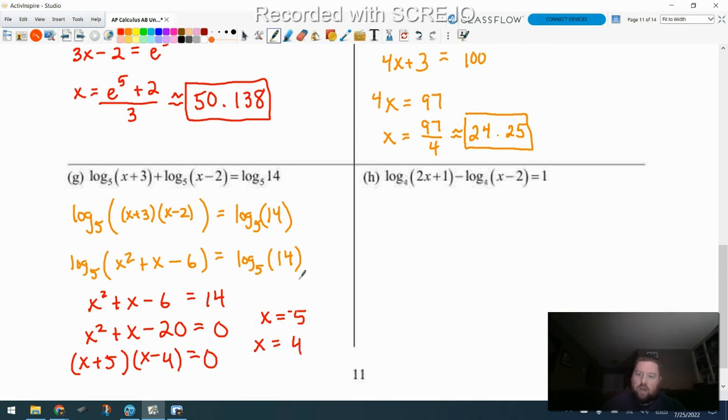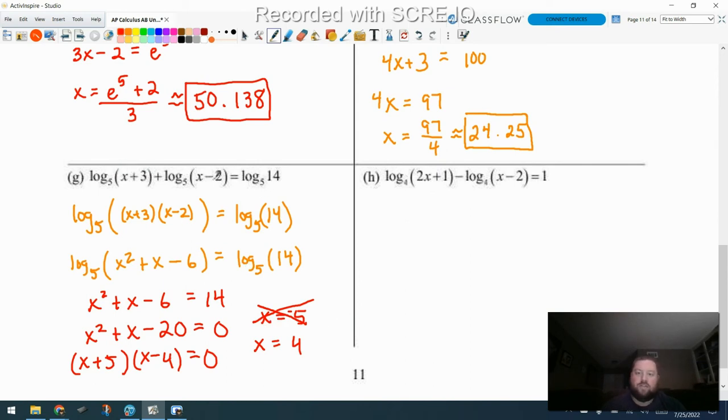Oh, one more thing. Sometimes with log problems, you get extraneous solutions. So you have to make sure that if you plug these answers back into the original problem, you cannot have a negative inside a log. We talked about that earlier. So if I plug in negative 5 plus 3, that's a negative. That would be log of negative 2. And that's going to be undefined. So you can't do any math with that. So we actually have to throw out this x equals negative 5. That doesn't work. If I plug in 4, I get 4 plus 3 is 7.